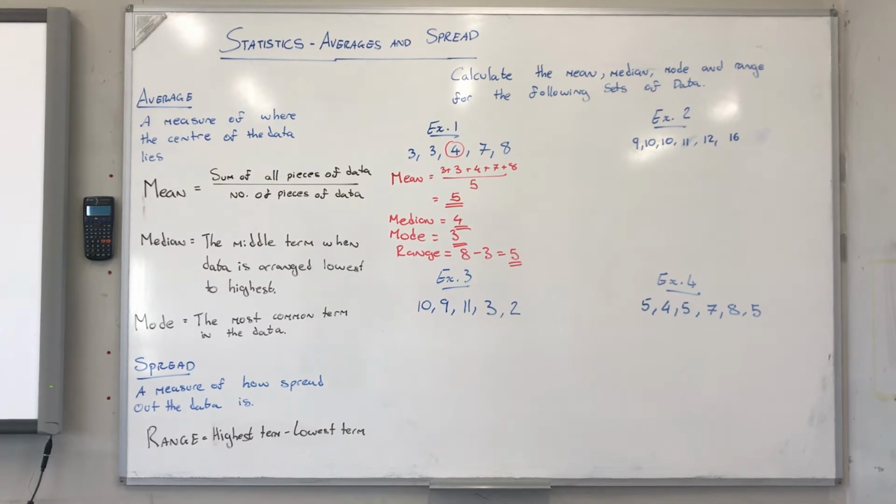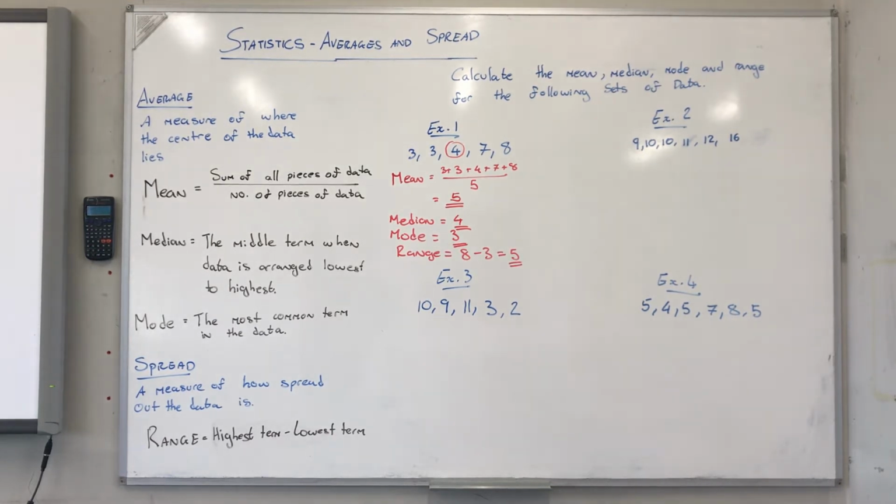When it came to the median, I find the middle term. They are already in numerical order, so the middle term is simply going to be right in the middle. So you can see I've circled the 4. On the left hand side of that, there's 2 pieces of data, and on the right hand side of that, there's 2 pieces of data. So that means the 4 is right in the middle of the data.